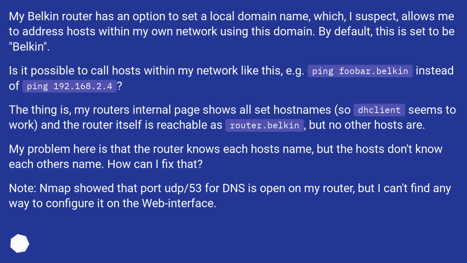Nope, Nmap showed that port UDP/53 for DNS is open on my router, but I can't find any way to configure it on the web interface. It's the Belkin F7D3302V1.